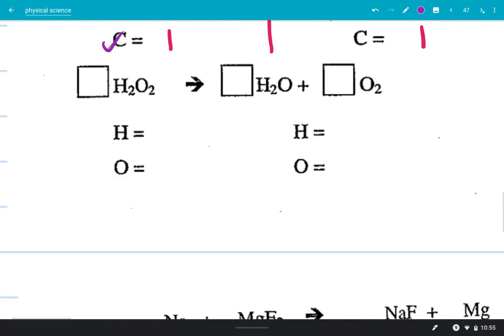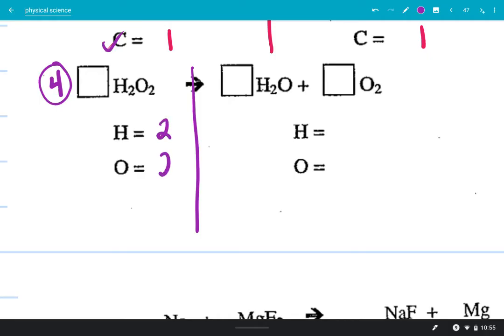Question number 4. So this is the breakdown of hydrogen peroxide into water and oxygen gas. Again, I'm going to split my reactants and products. I've got H2.